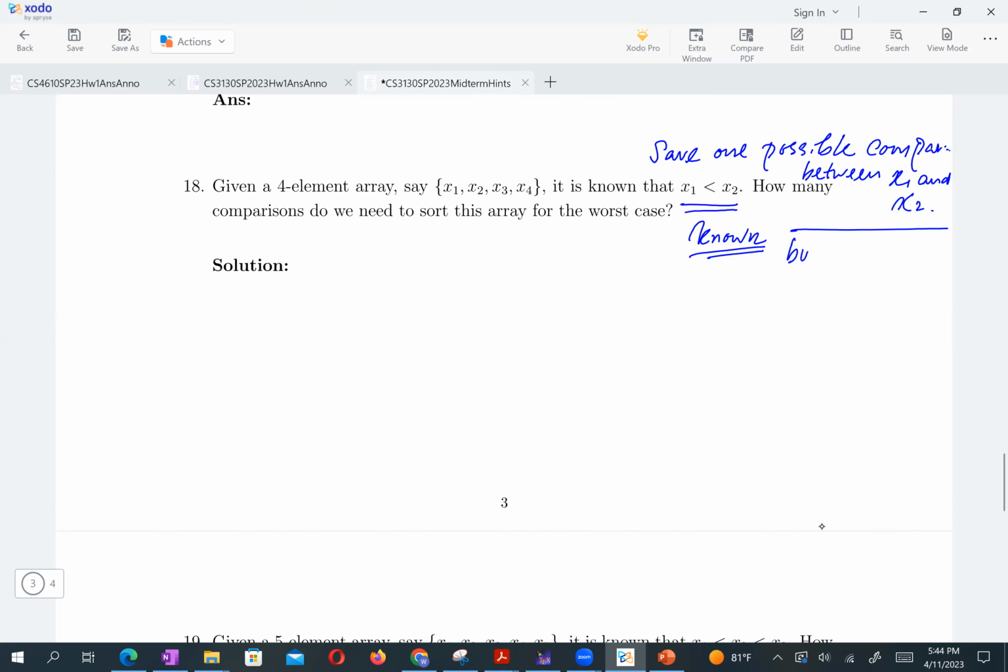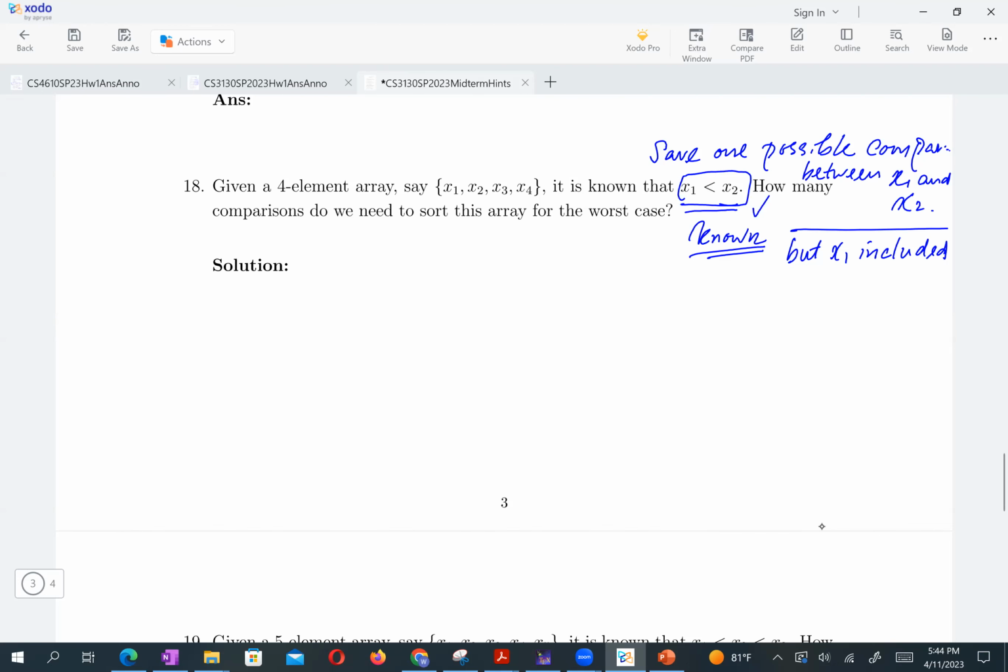But X1 included can be used. Not excluded. You can still use X1. For example, if you want to compare X1 and X3, you can still do it. Okay. So only the possible saving is in this place.